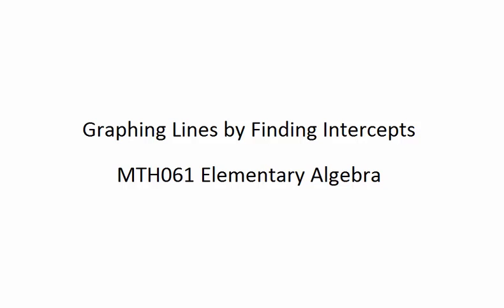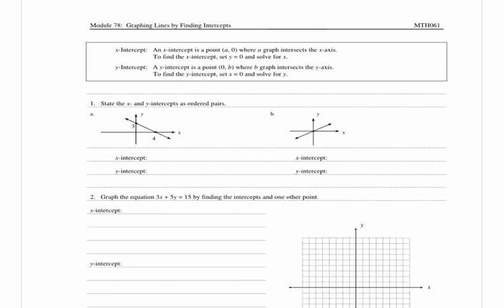In this video, we're going to be graphing lines by finding intercepts. And in the box, they say the x-intercept is a point (a, 0) where the line intersects the x-axis. In order to find the x-intercept, we set y equal to 0 and solve for x. And the y-intercept is a point (0, b) where the line intersects the y-axis. And to find the y-intercept, we set x equal to 0 and solve for y.